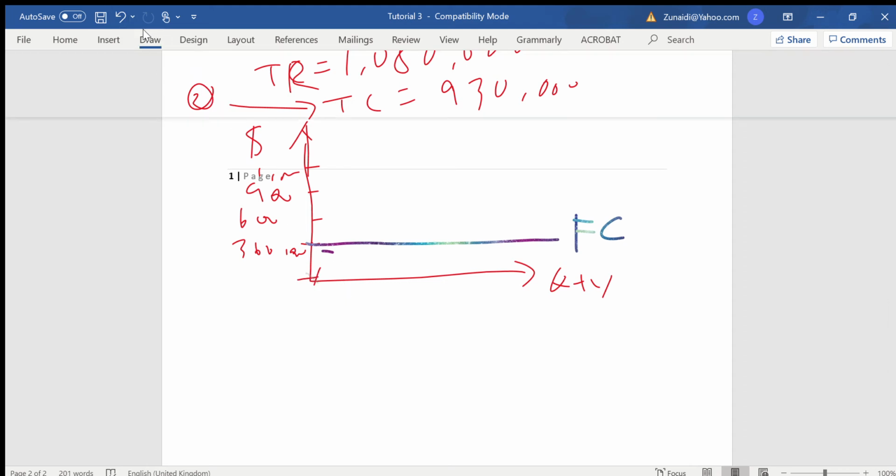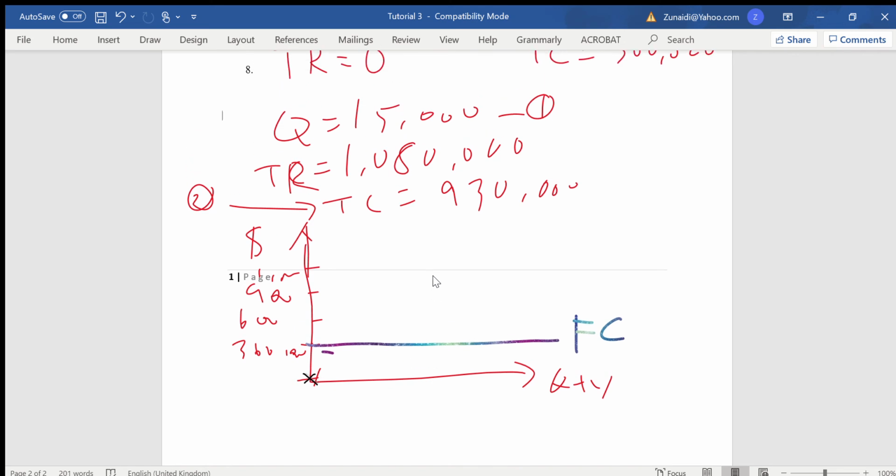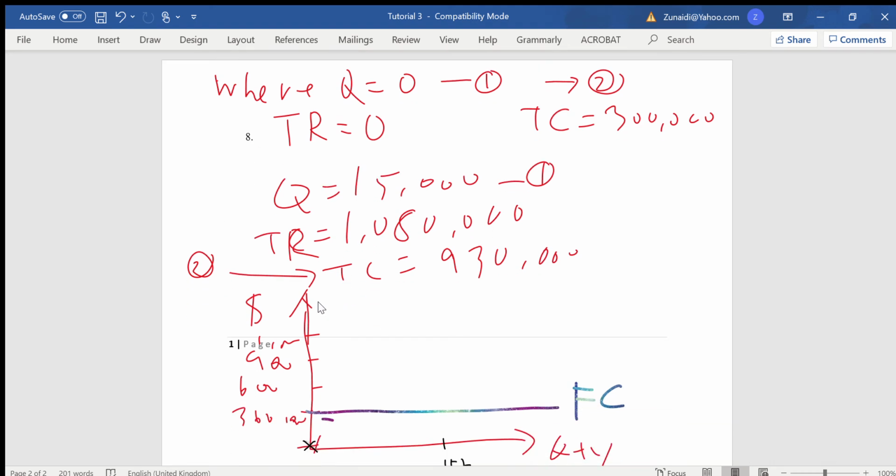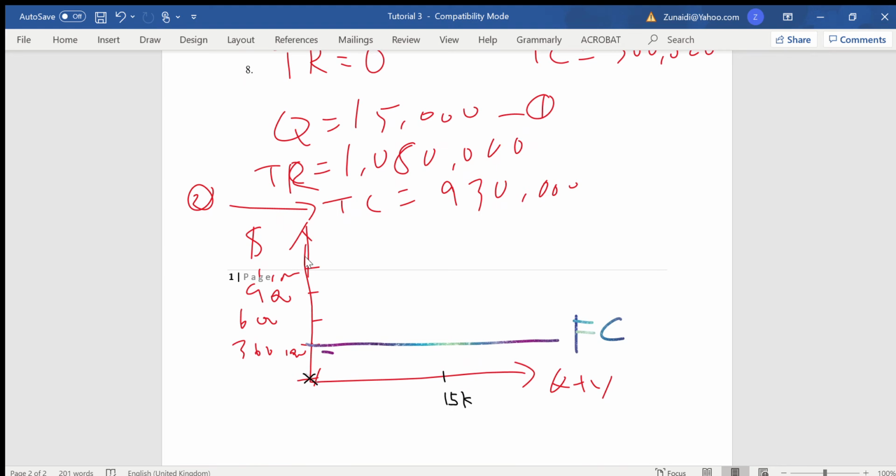I use another color, black. And then we have a quantity of 50K here, for example. So from the 50K, we have TR equal to 1 million here.